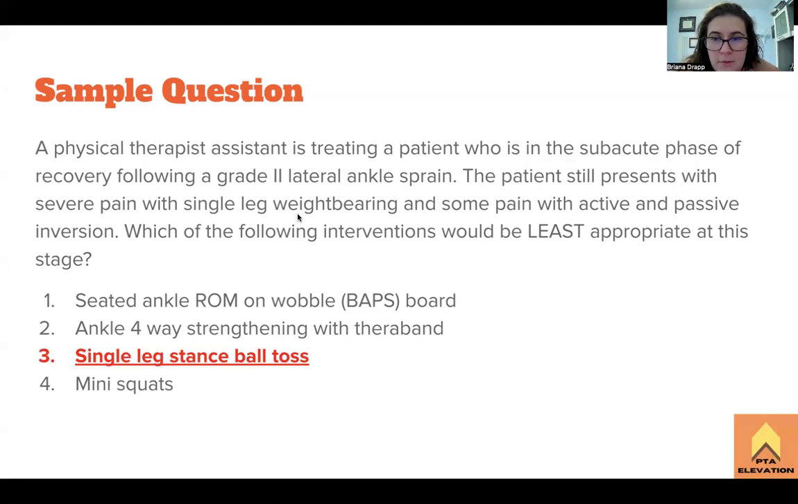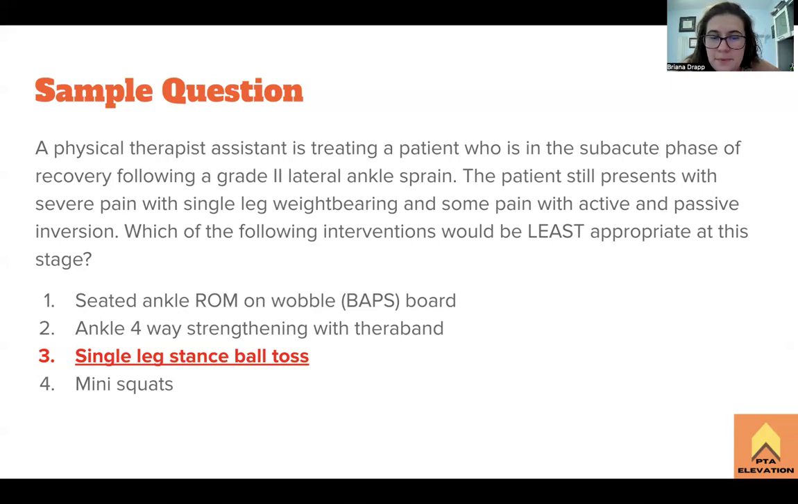And they have severe pain with single leg weight bearing. It doesn't say anything about double leg or if they're seated, so this probably isn't going to put a lot of pressure. I would say during this phase, that's probably appropriate. Ankle four-way strengthening with the TheraBand is pretty much the staple at this phase. This is what most people are doing in this phase.